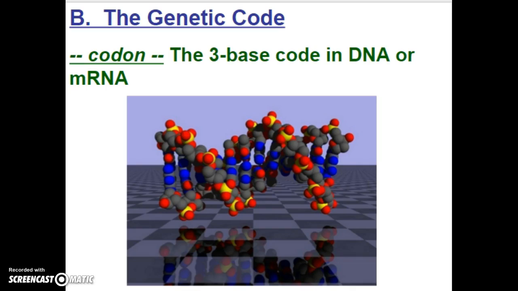When we talk about the genetic code, and we talk about what these genes code for, codons are the 3 base code in DNA or messenger RNA. So a codon is 3 bases. It would be, for example, adenine, adenine, guanine. That would be one particular codon that would code for a particular amino acid. Remember, amino acids are the building blocks of proteins. So these codons code for the building blocks to make the proteins.